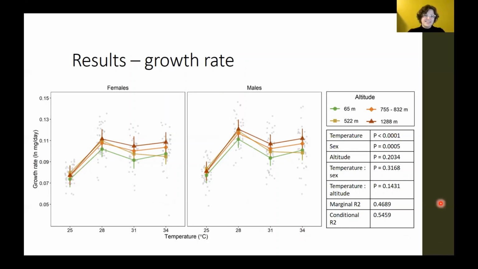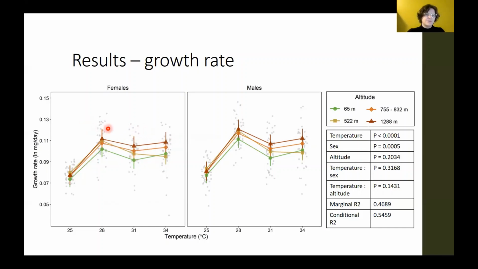The next thing that we can see here is that there's no significant effect of altitude, especially at 25, where they're all the same. But also at the higher temperatures, there's no significant effect of altitude. And this could be maybe because we were very constrained by how many larvae we could collect, so we have a limited amount of families. However, what's interesting is that the order of the altitude seems to make sense.